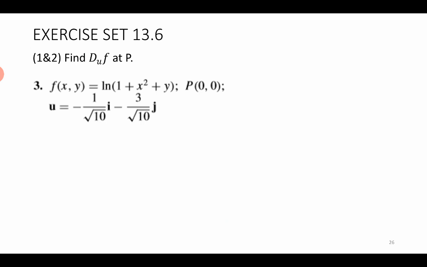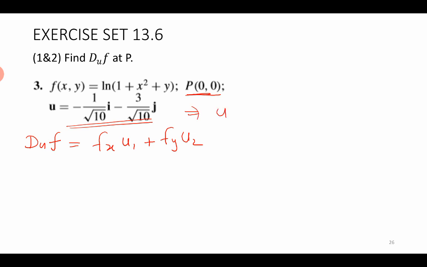What is the basic formula? There are two formulas you can use: the dot product of the gradient and the u vector. Or instead, let's use the basic formula: the directional derivative of f in the direction of u at the point P. P is the origin, right? We will use it later on. This is fx u1 plus fy u2. From the u vector, collect the components: the first component u1 is negative 1 over root 10, and u2 is negative 3 over root 10.